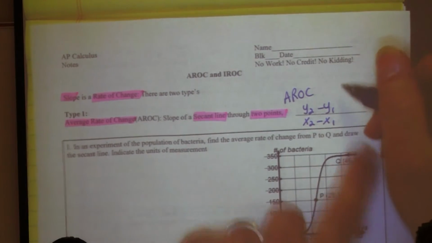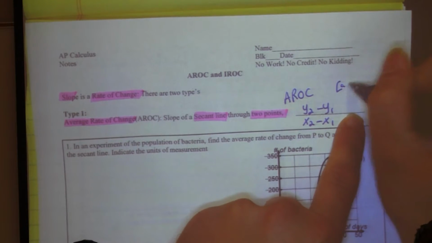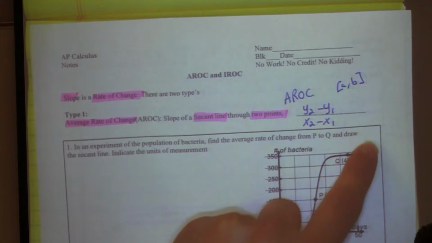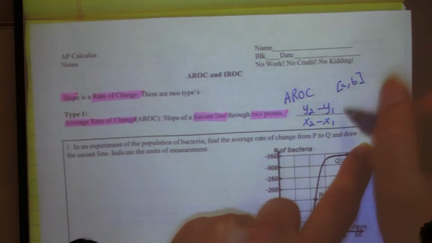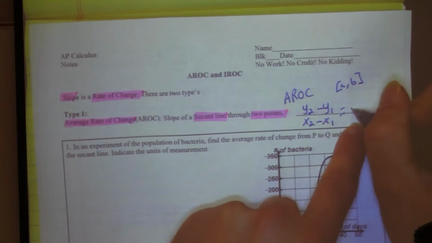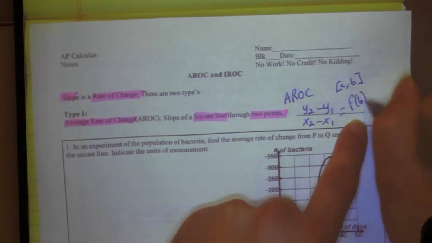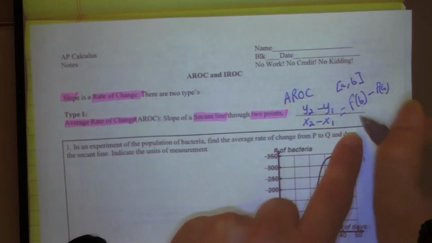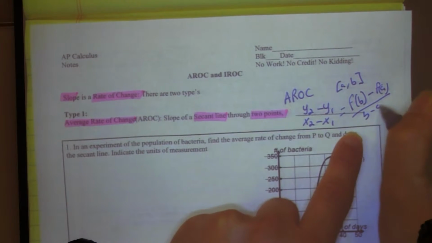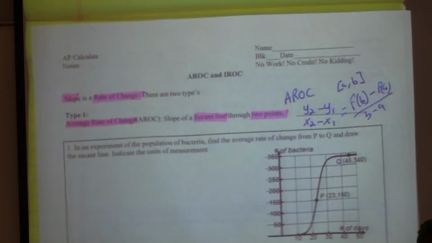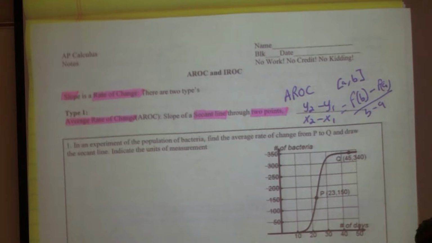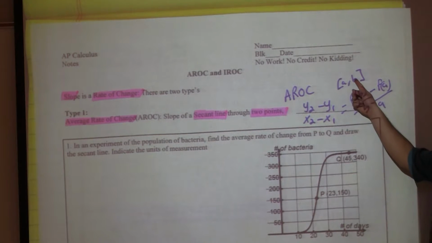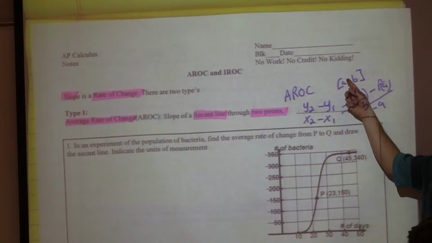So let's say they give you the x's, a and b, and they say find the average rate of change in that interval, then that would be like saying f of b, which is y2, right? Minus f of a over b minus a. Okay? So if they give me an interval, they're just giving me the x's, right? How can I find the y's?